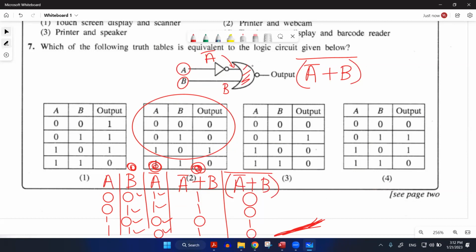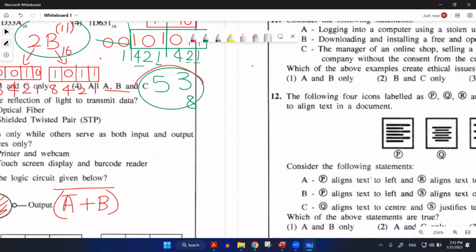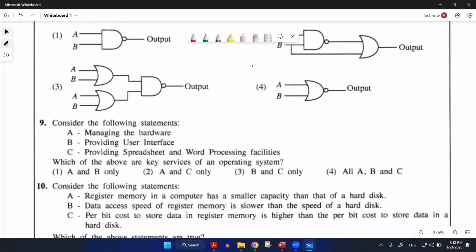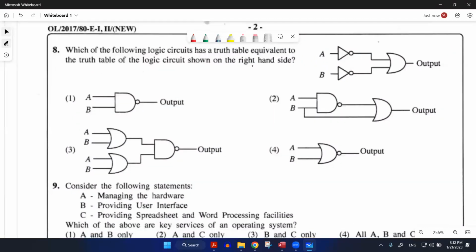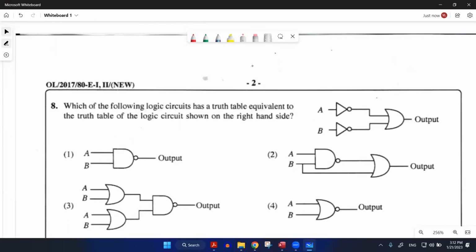Okay, moving to number 8. It asks which of the following logic circuits has a truth table equivalent to the truth table of the logic circuit shown on the right-hand side. When you are given a question like this, you take the truth table for each and every circuit. You don't need to draw them separately; you can just use one big table. I'll show you how to do that.